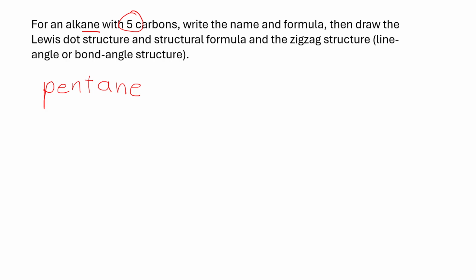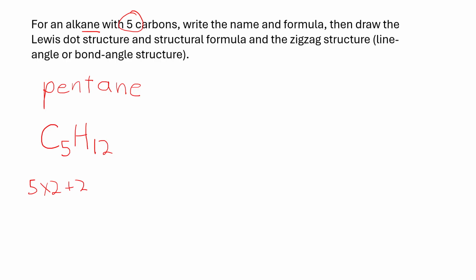If we want to write the formula for this, alkanes consist of carbons and hydrogens. Because it has 5 carbons, we put a subscript of 5 on the carbon. To get the number of hydrogens, we're going to do that number times 2 plus 2. So it's 5 times 2 plus 2, which gives us a total of 12. So pentane has 12 hydrogen atoms.